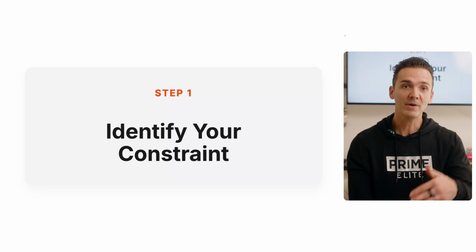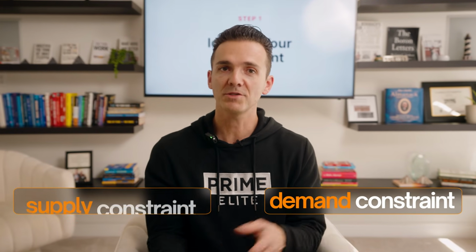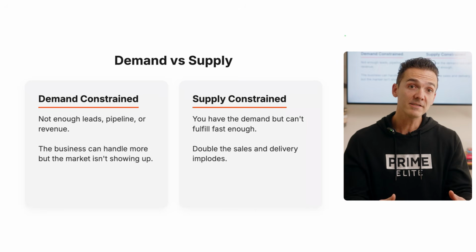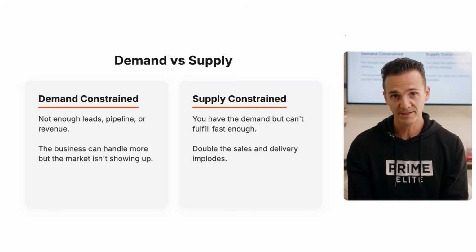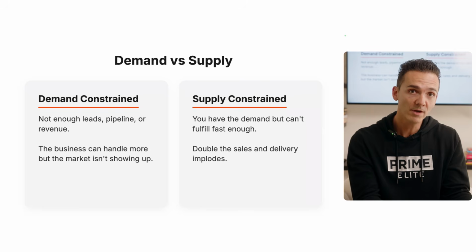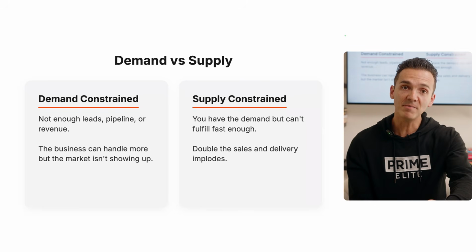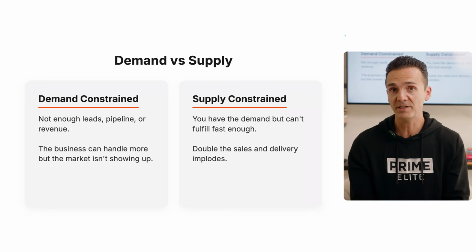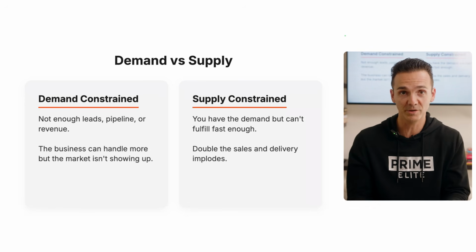Step 1, I want you to identify your constraint. Ask this simple but magical question. Is my business demand constrained or supply constrained? Demand constrained means you don't have enough leads, you don't have enough pipeline, or you don't have enough revenue coming in. The business can basically handle more, but the market isn't showing up. Supply constrained means that you have the demand, but you can't fulfill it fast enough, meaning you can't deliver. And if you've got double the sales, it would actually make your delivery implode. So pick one, and most businesses know the answer in about 30 seconds if they're being honest about it.